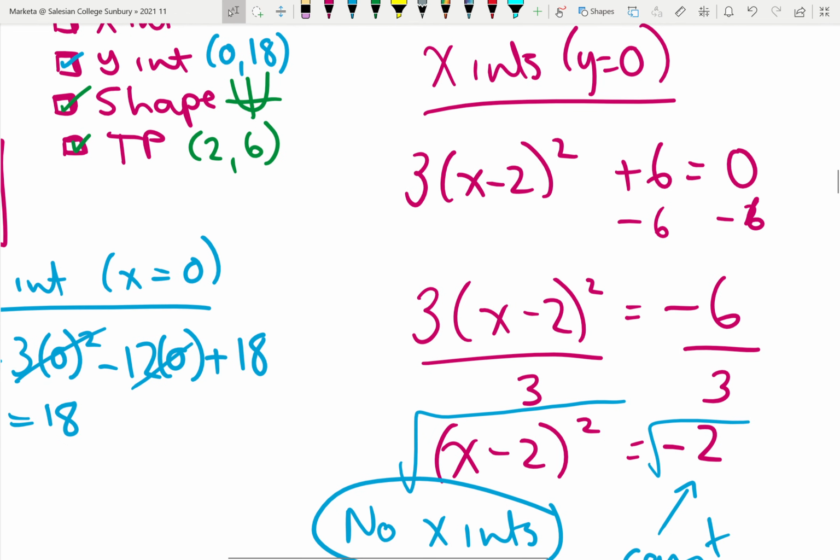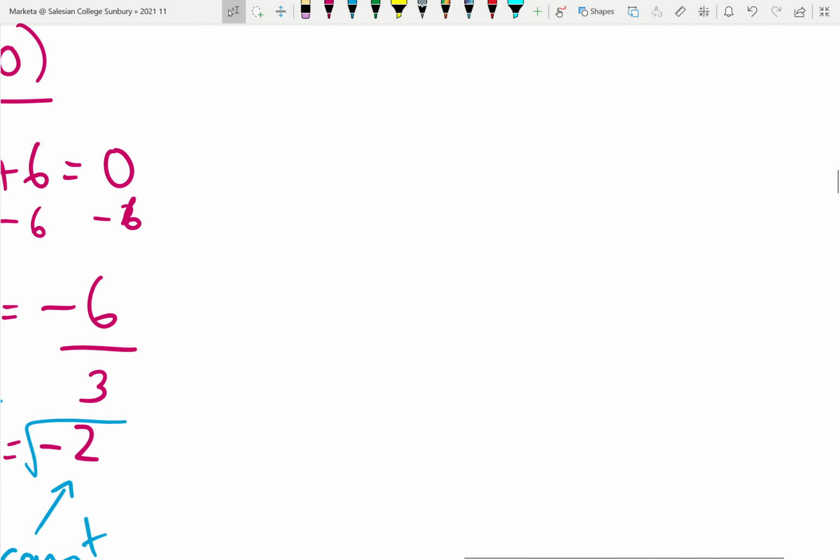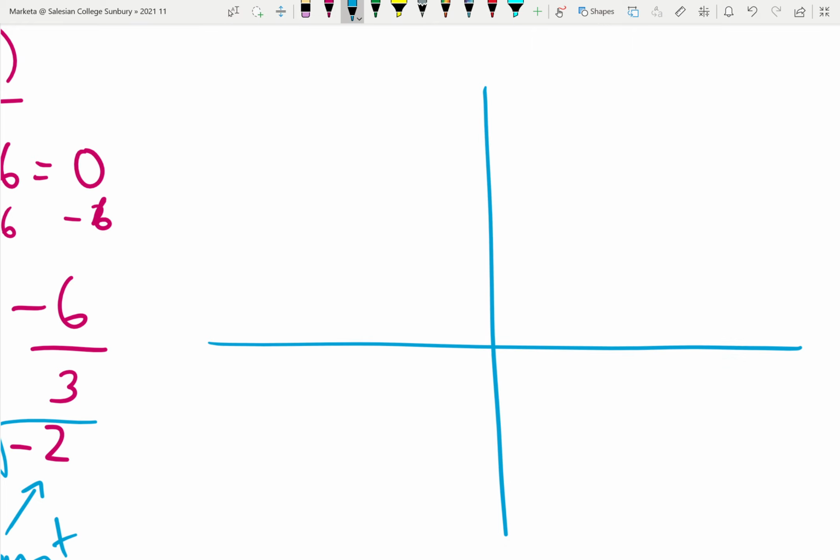So we've got a turning point at 2, 6. So let's say 2 is here, 6 is here, so it can be there. We know that the y-intercept is 18.